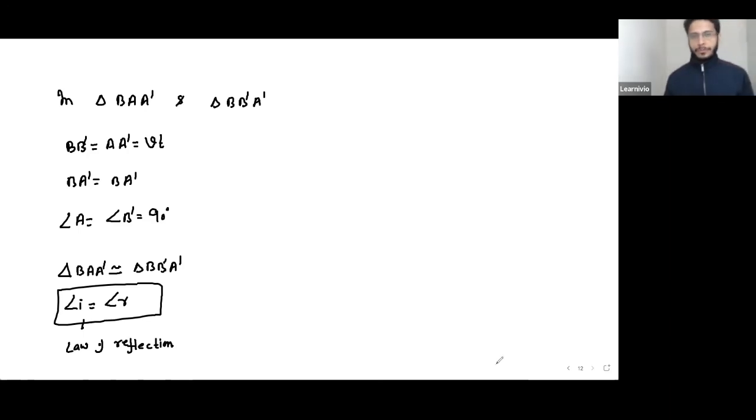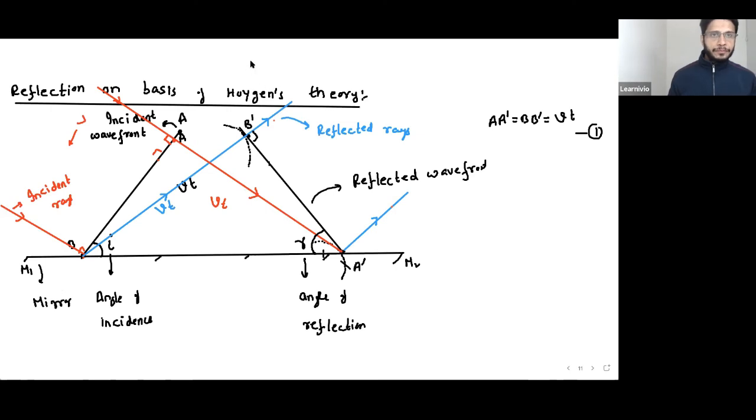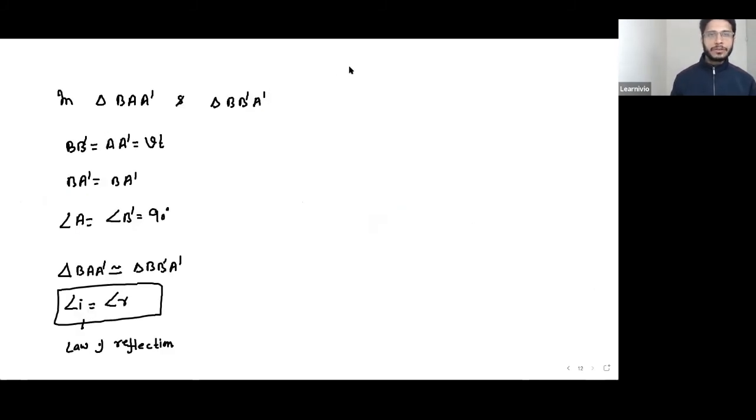So this is the incident ray, this is the reflected ray. I need one more ray which is the normal. So I'm using this color. This is the normal. Now, since the incident ray and reflected ray lie in the same plane, both rays are in the same plane. So the normal to these rays, meaning the incident wavefront and reflected wavefront, will also lie in the same plane. That's the second law of reflection.